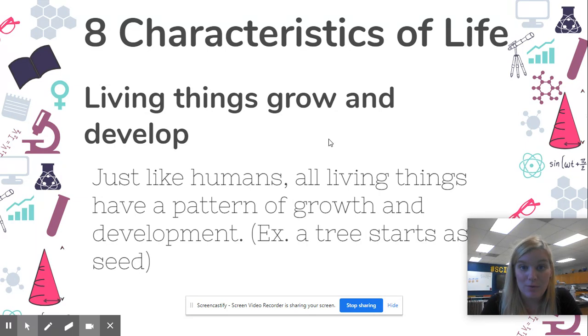Living things grow and develop. So you have to think just like a human. We start out as fetuses and embryos, and then we grow up into adults, and move on from there. So all living things, you think of flowers and trees, you can think of fish, everything has a pattern of growth and development. So we all start as something and then grow into something bigger or something that is more of a different variety.